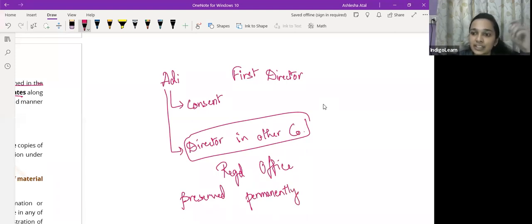Okay. So all these documents, all the information which is filed for the purpose of incorporation of the company, all of this shall be preserved permanently at the registered office of the company. Okay, clear? Is this much clear?